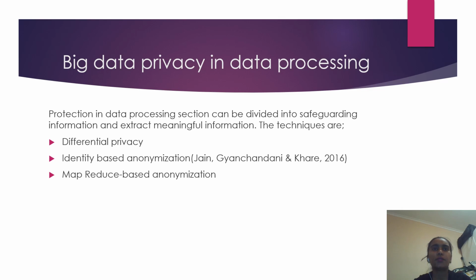Firstly, differential privacy allows one to obtain useful information from databases that contain personal information of people without revealing the personal identities of the individuals. And secondly, identity-based anonymization is used to analyze users' data while protecting the identities of users.